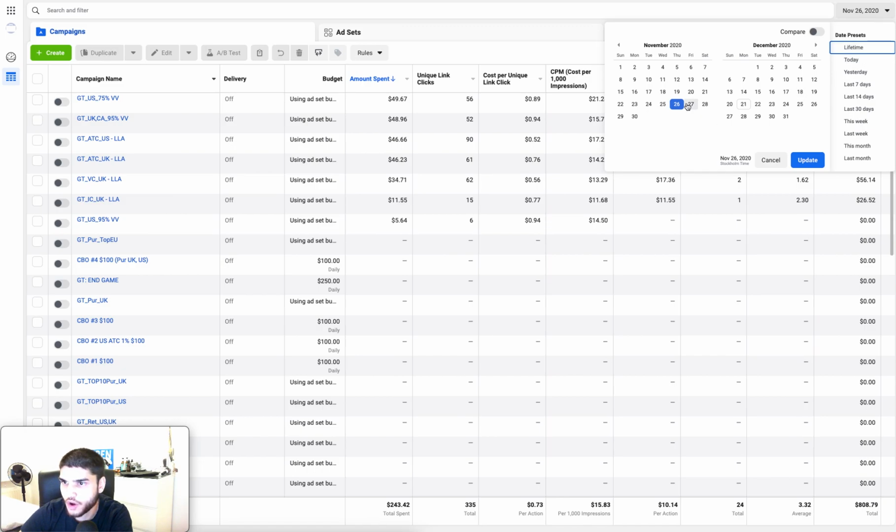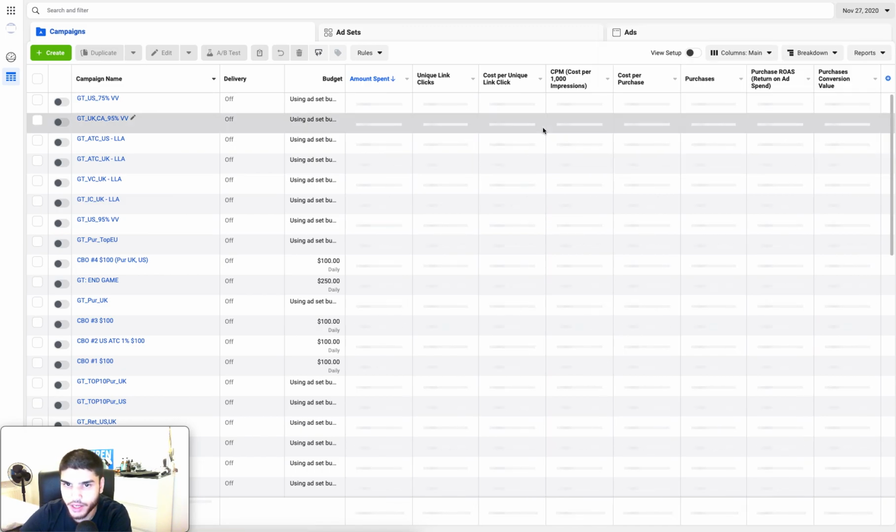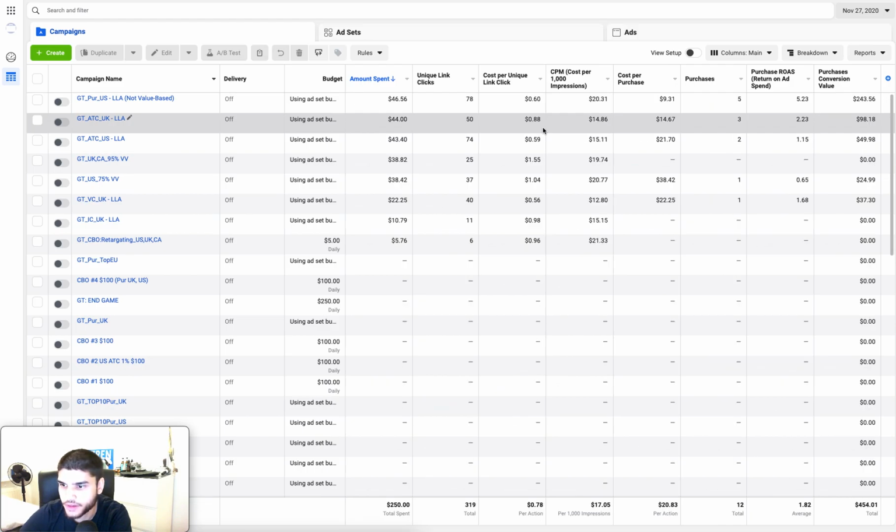Now let's just jump onto the 27th here, and let's see what happened. We're looking at purchase not value based lookalike audiences, and the US did extremely well there. You can see how I introduced my retargeting here again, and we're looking at a 1.82 return on ad spend. That's fine, it's profitable. I did get more sales than that.